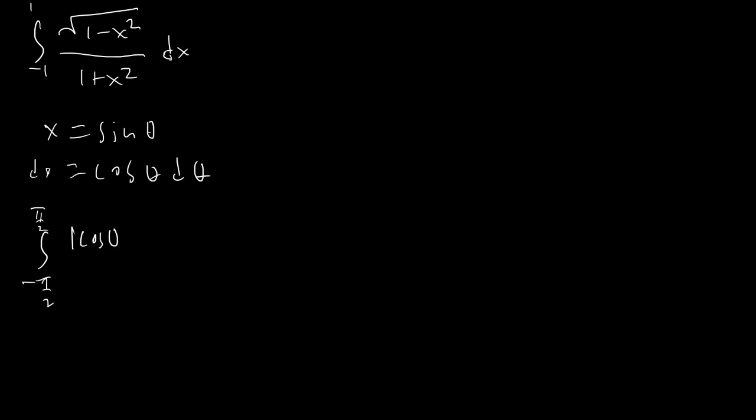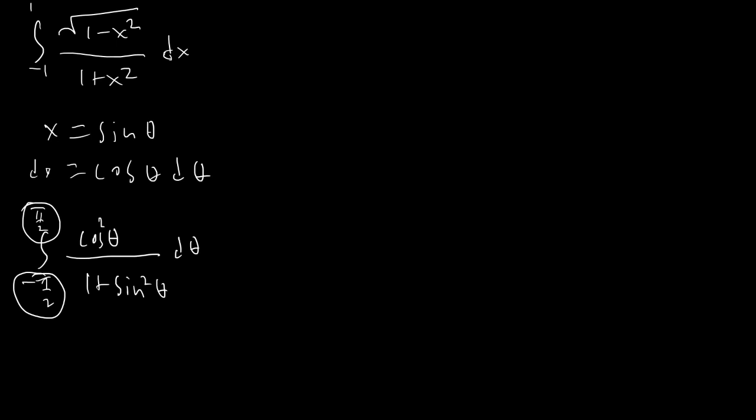However, since you can see on our domain here, we're between negative pi over 2 and pi over 2, cosine theta is always positive there, so we can go ahead and remove these absolute value bars. And then on the bottom, we'll have 1 plus sine squared of theta. And then we'll have cosine theta d theta.